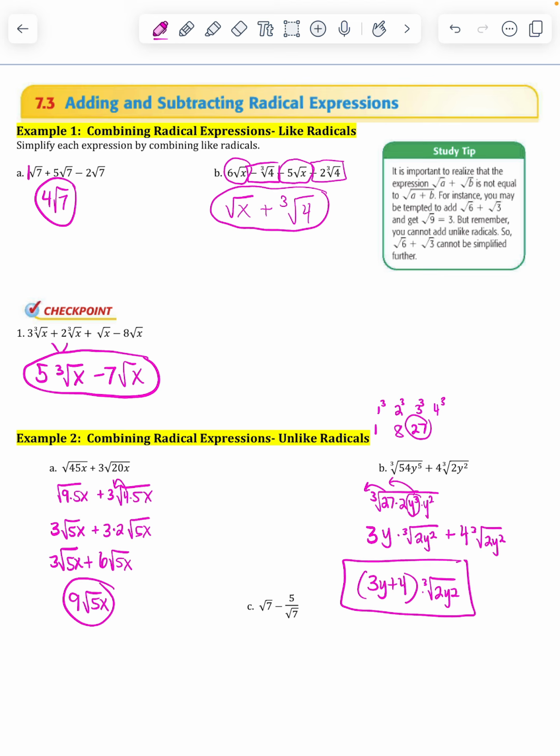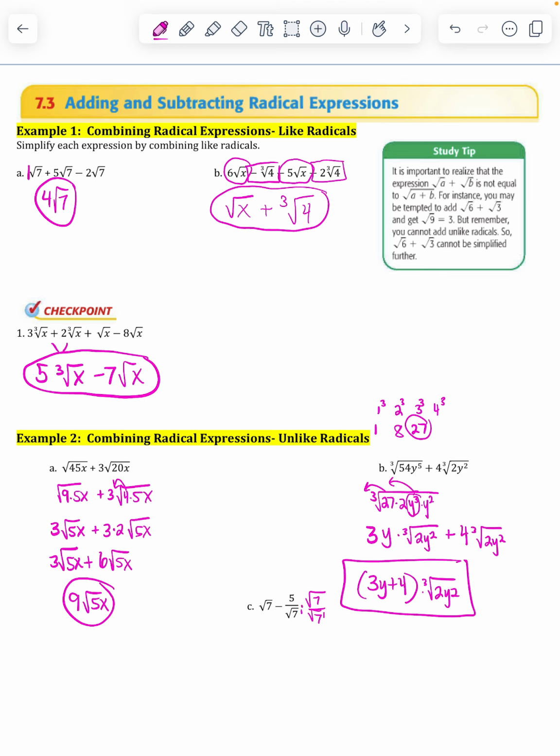And then the third one, we've got the square root of 7 minus 5 divided by the square root of 7. The first thing I noticed is that if I needed to simplify this, we're not allowed to have radicals in the denominator. Now this radical is a square root, so to cancel out the square root of 7 in the denominator, what I can do is multiply both sides by the square root of 7, and that's because the square root of 7 is like the square root of 7 to the first. And if I multiply it by another square root of 7 to the first, it turns into the square root of 7 squared, which cancels out.